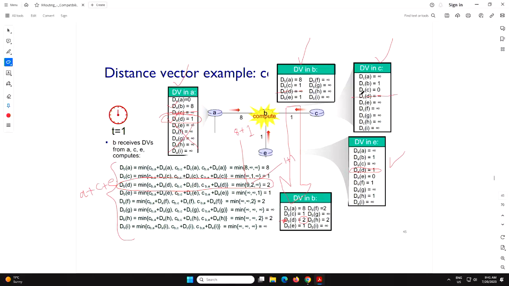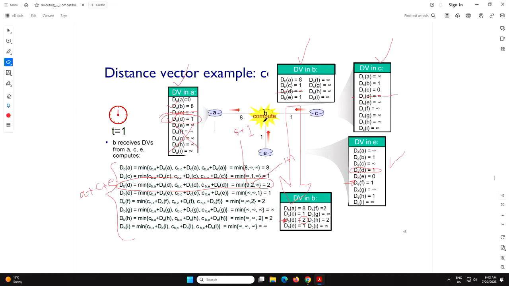How about from C? C learns about the cost of B, but B is itself, so it ignores this one, right? And there is nothing else to offer, so C doesn't actually offer anything else, right? How about E? E is saying I can go to B with a cost of 1, but this is not useful because B is itself B here, but D equal to 1 is something that we have used. But look at that. E is saying that I can go to F with a cost of 1. So this is useful information for B, right?